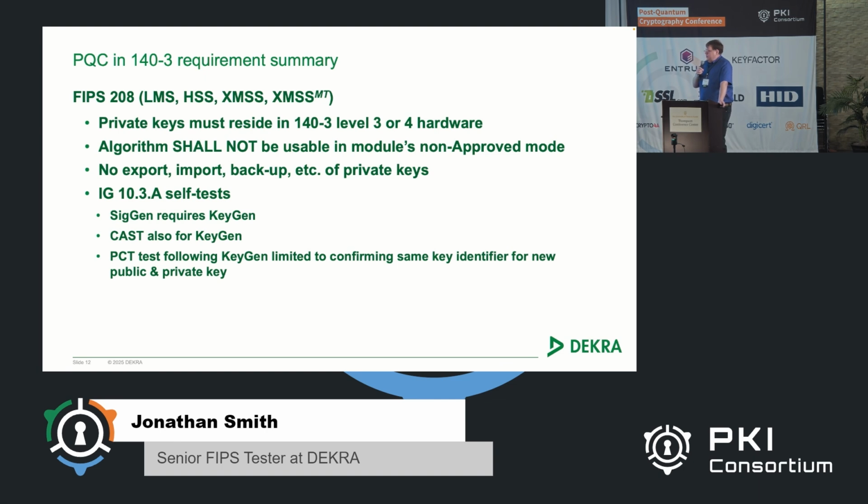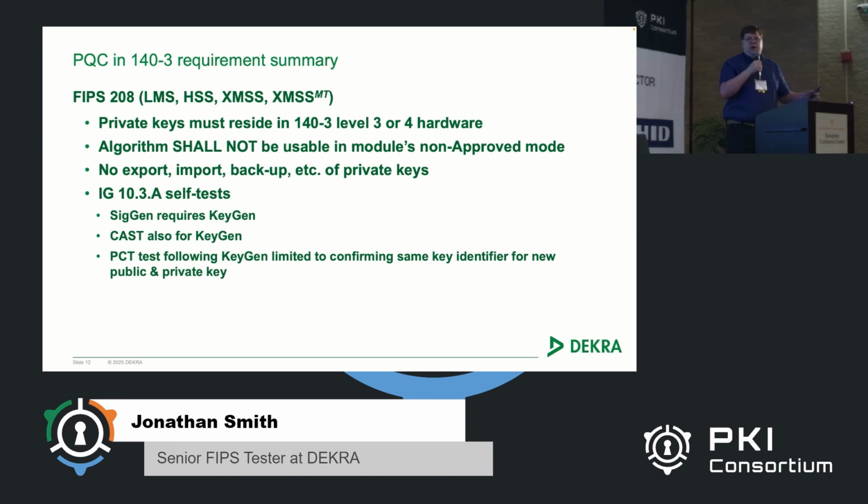Then, as we'll see in all of these, the implementation guidance 10.3a is the generic guidance on all self-tests for all algorithms, and it spells out the requirements for each of these as well as everything else. Because you can't have keys from anywhere else, if you have signature generation, you must support key generation. There must be an algorithm self-test for the key generation, which is a little unusual. That's not required for RSA or ECDSA. However, every time you generate a public, private, or asymmetric key pair within 140-3, you must have a pairwise consistency test on that newly generated key.